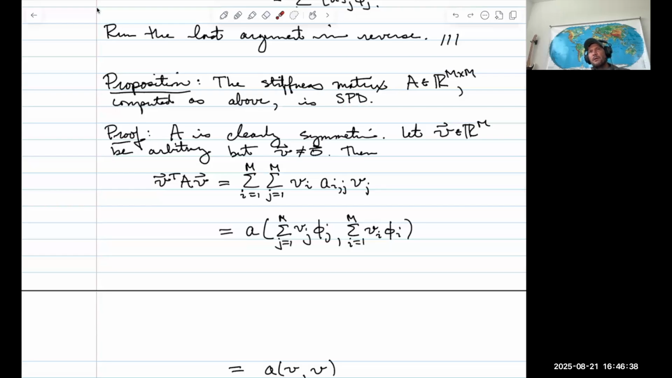We've already addressed one part of what it means to be symmetric positive definite. A is clearly symmetric. So that takes care of one part. Now, for the next part, let's assume that v is an arbitrary vector in Rm, but we don't want the zero vector, so let's exclude that for kind of obvious reasons. So suppose it's arbitrary but not zero, and then let's calculate this. This is what's called a quadratic form. Let's calculate this quadratic form and see what we get.